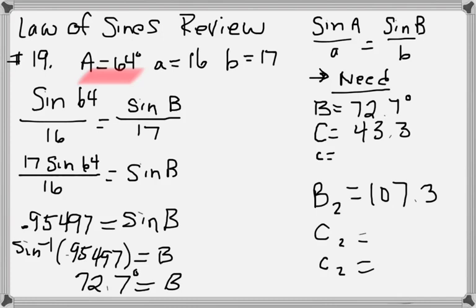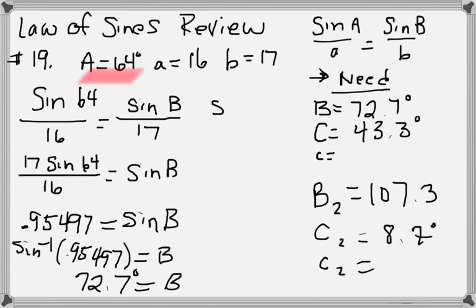If you add B and A and subtract it from 180, you get the angle C, 43.3. Okay? The next step would be to find C2. Well, that was pretty easy. We kind of already did that almost. It's 107.3 plus A, and we had that 171.8, and we subtract that from 180, and you get 8.2.